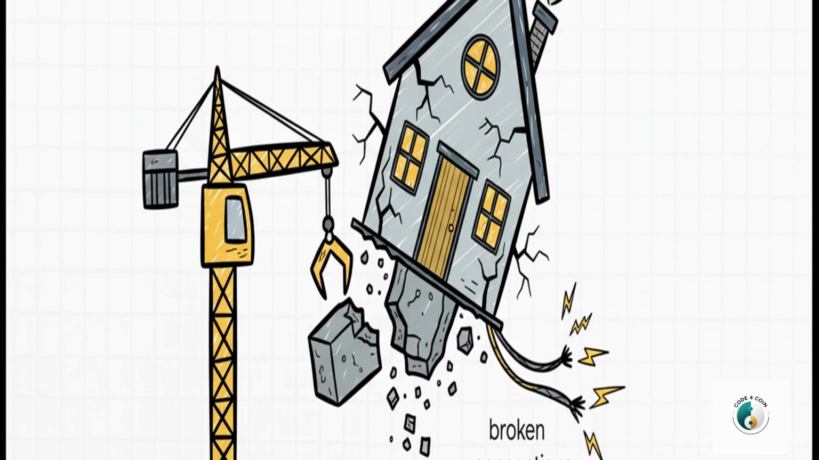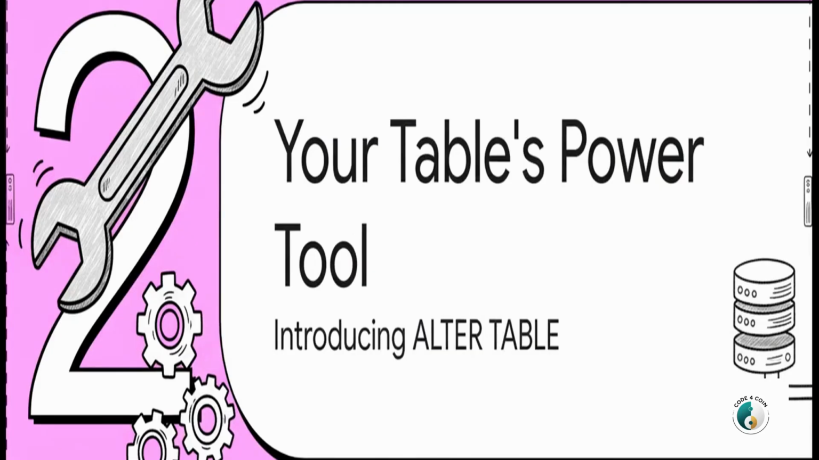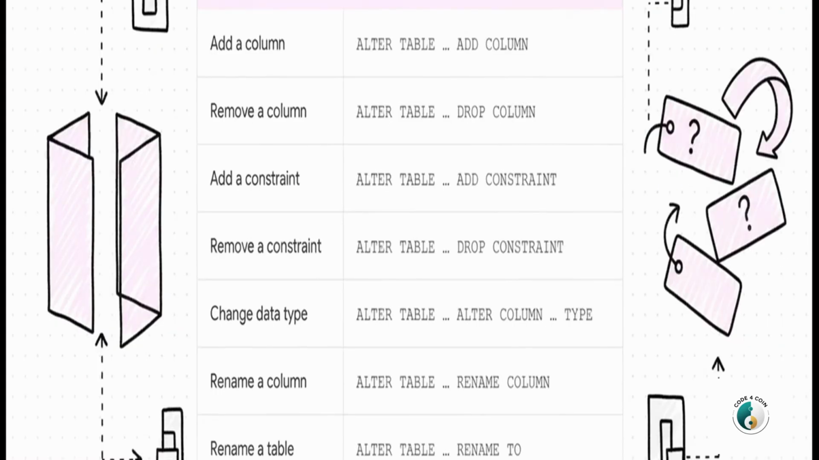So, we need a better, safer way. And that better way has a name. It's a command that acts like your table's very own multi-tool, ALTER TABLE. This thing is designed specifically to let you modify a table structure safely without having to nuke everything and start from scratch. And just look at how much this one command can do. It's not a one-trick pony. We're talking adding or dropping columns, changing data types, even totally rewriting the rules, the constraints of the table itself. It is a complete toolkit for pretty much any structural change you can imagine.